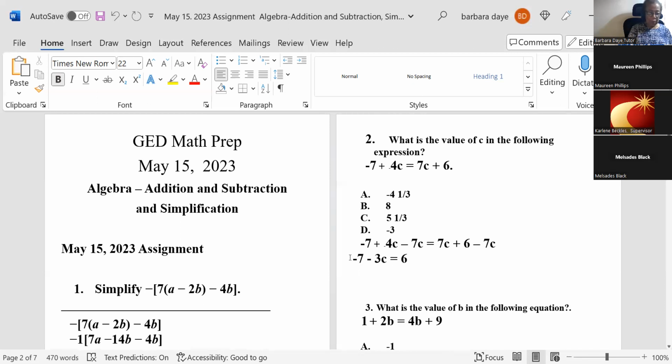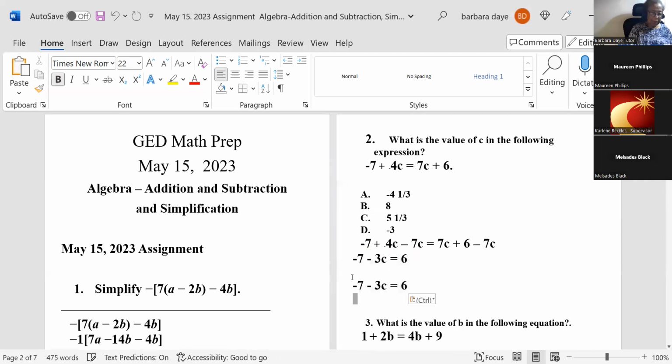So here's the way it would look. Let me copy this. Add the 7 to both sides. Put that here. So add 7 on the left and 7 on the right. That's right, Maureen. And add 7 on the right. Okay, now what's on the left side, Mercedes?